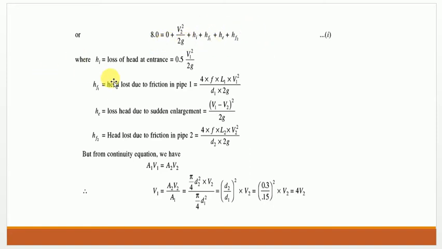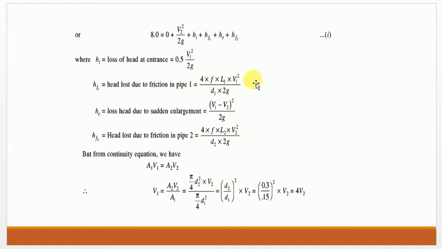We have already discussed these formulas. The head loss due to entrance or inlet, hi, is equal to 0.5 V1 square by 2g. The head loss due to friction, we know, is 4 f L V square by 2 g d. Here we have it for section 1 and for pipe 2, where the length, velocity and diameter differ but everything else remains the same. The head loss due to sudden enlargement is (V1 minus V2) whole square by 2g.